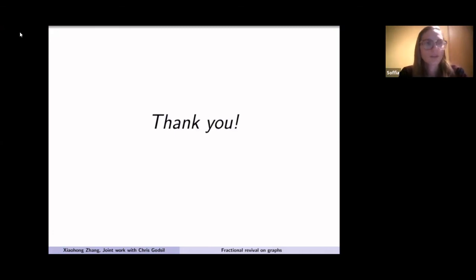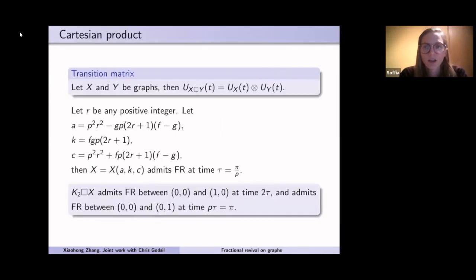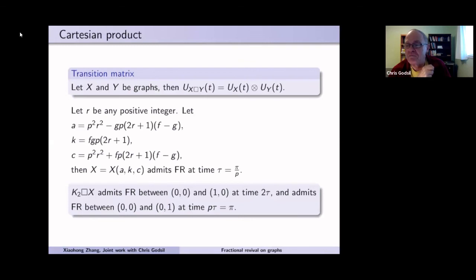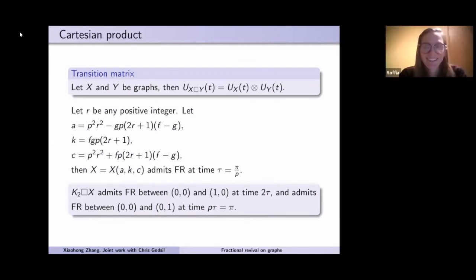Maybe going back to your last slide. Second last slide. You use the Cartesian product here. Can you use this more generally for more general Cartesian products, not using K2?